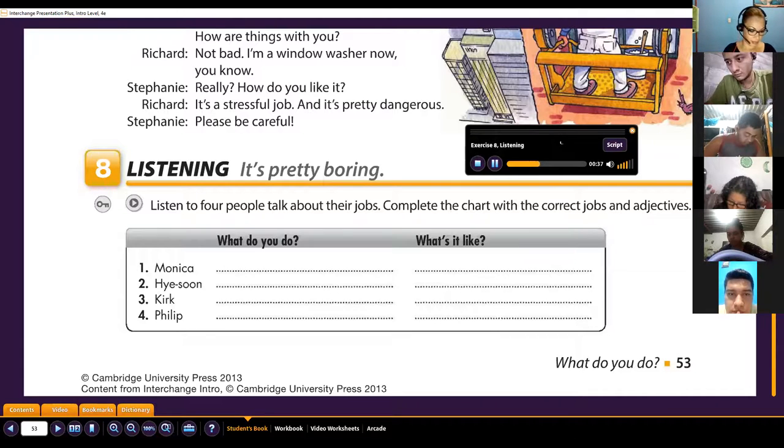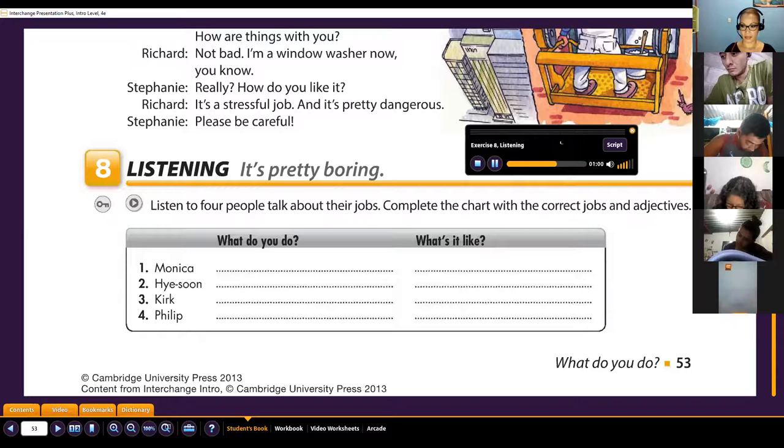2. What do you do, Haesun? I work in an office. Really? What do you do exactly? I'm a manager. What's it like? I think that's not an easy job. No, it isn't. I have a difficult job, but I like it.